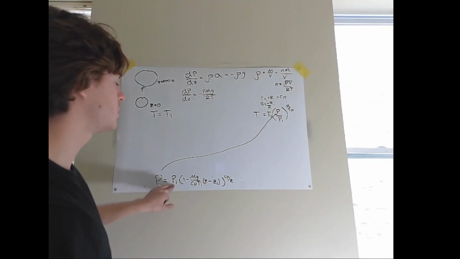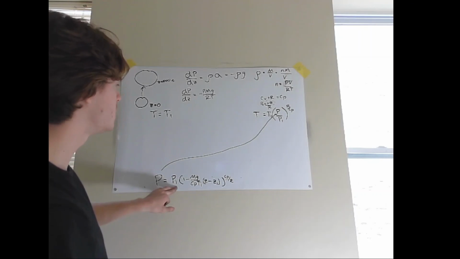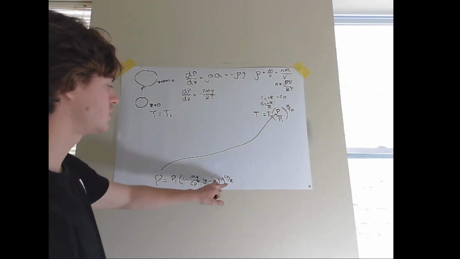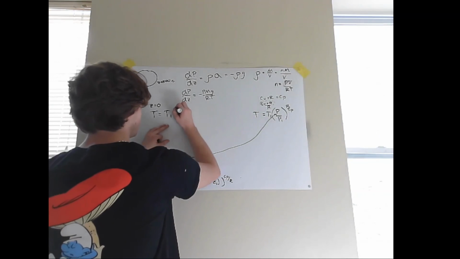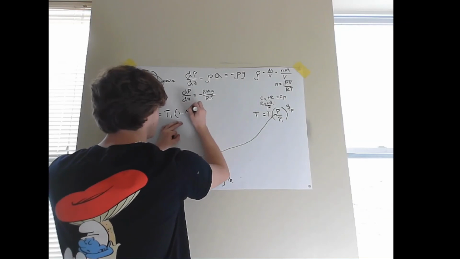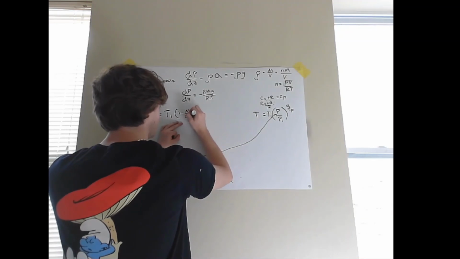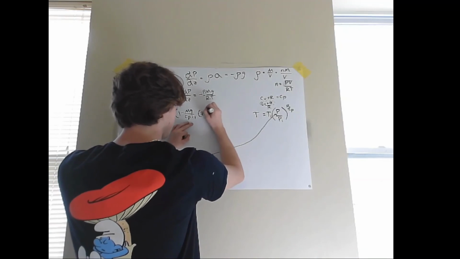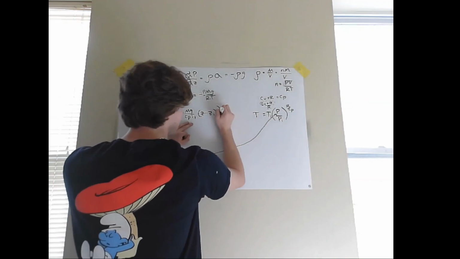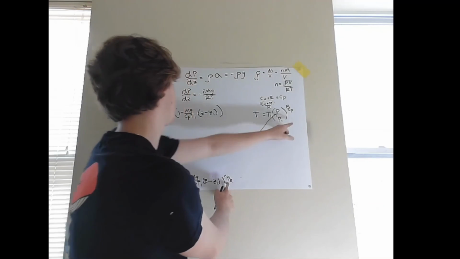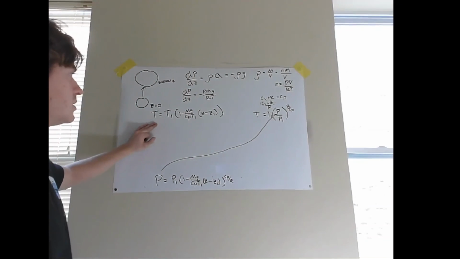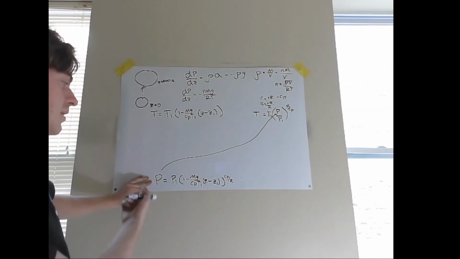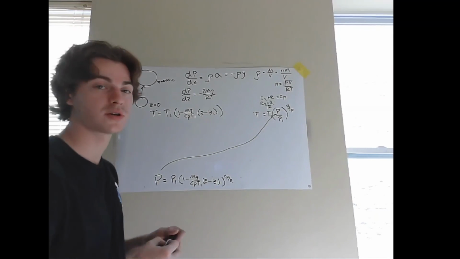The P1s are going to cancel out, and we are going to be left with this raised to the R over Cp. So then it's just going to be 1 minus mg over Cp T1 times Z minus Z1, and then these exponents are going to cancel each other out. So this is the expression for the change in temperature with respect to altitude, and then again, this is the expression for the change in pressure with respect to altitude.